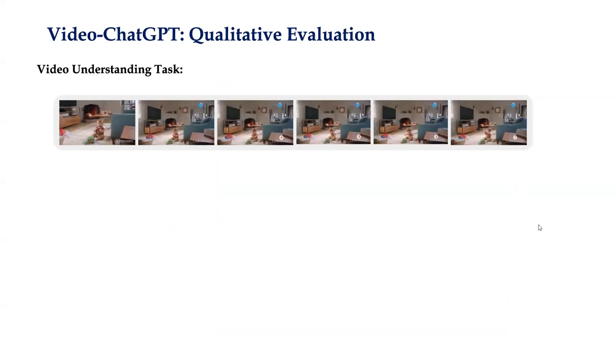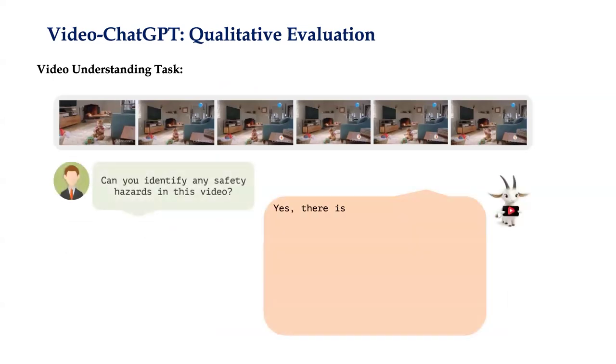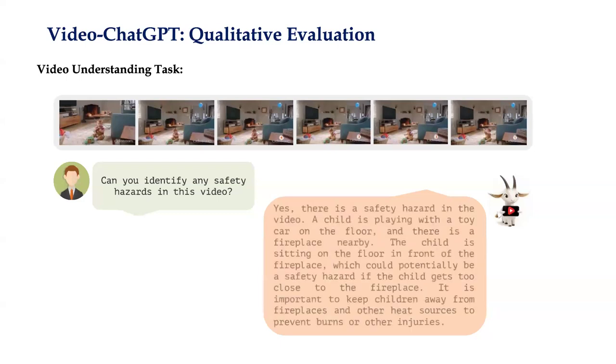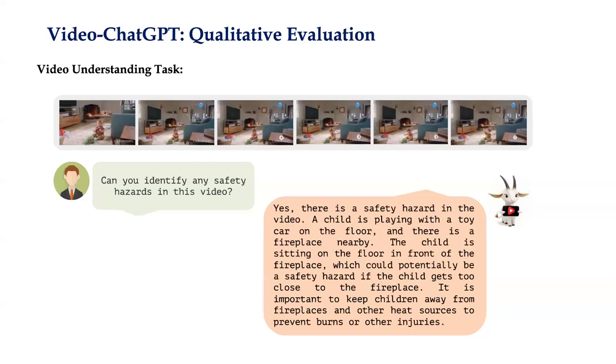So this is the other one. Can you see any safety hazard in the video? Yes, there is a safety hazard. A child is playing with a toy car on the floor and so on. The child is sitting on the floor in front of the fireplace, which could potentially be a safety hazard. If the child gets too close to the fireplace, it is important to keep children away from fireplaces.